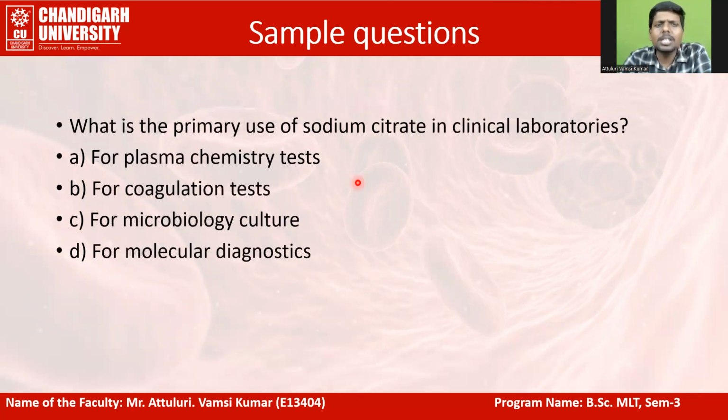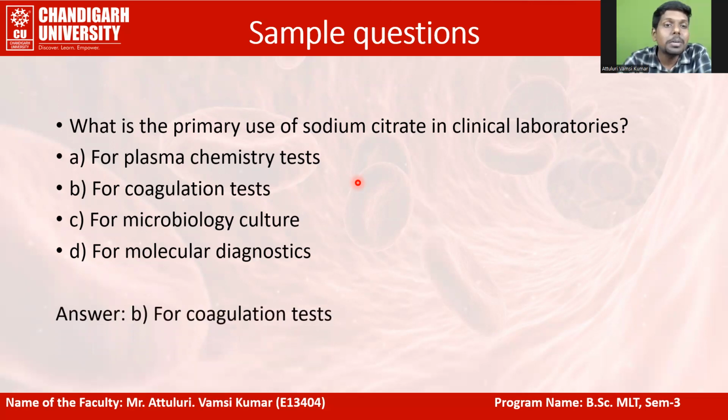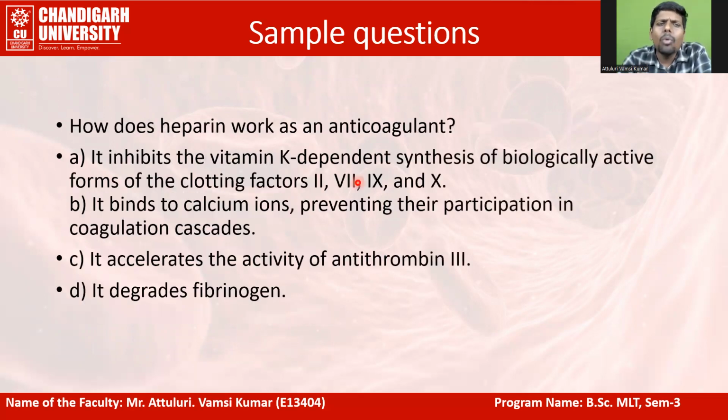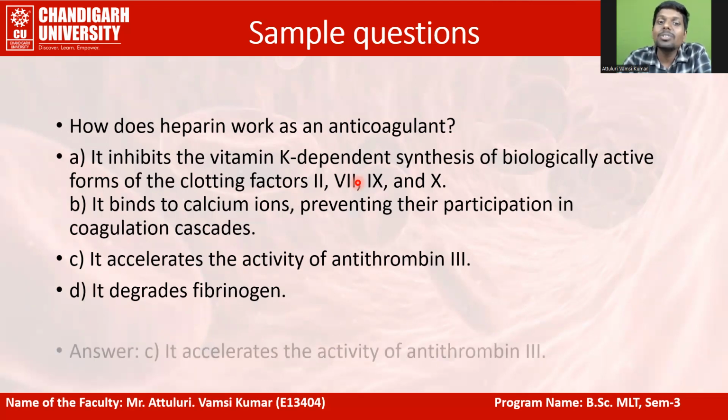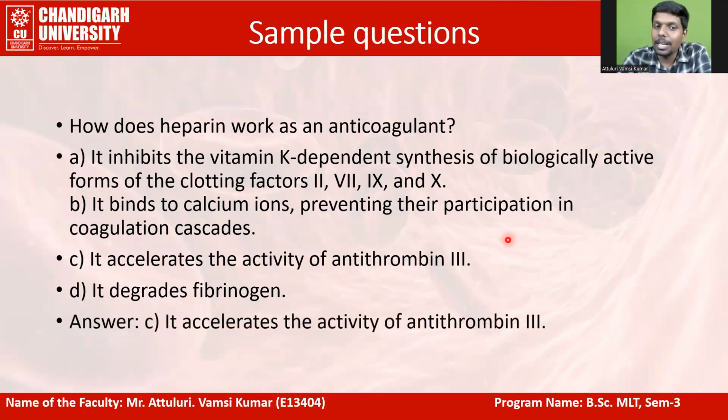The next question is, what is the primary use of sodium citrate? Sodium citrates are used for studying coagulation tests. Coagulation tests can be extensively studied with the help of sodium citrates. And how does heparin work as an anticoagulant? It accelerates the activity of antithrombin 3. By accelerating the action of antithrombin 3, heparin works as an anticoagulant.